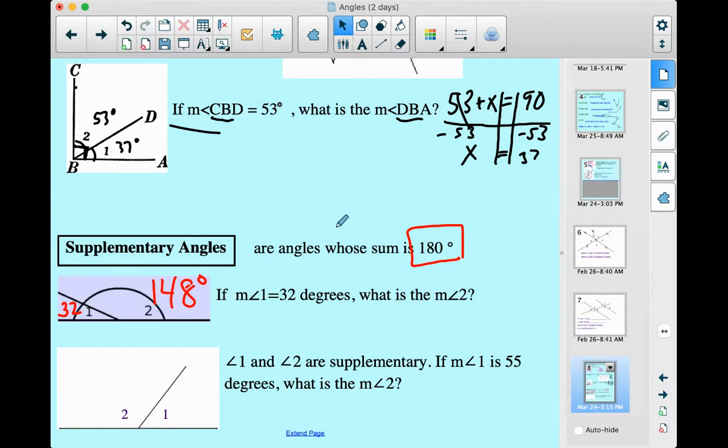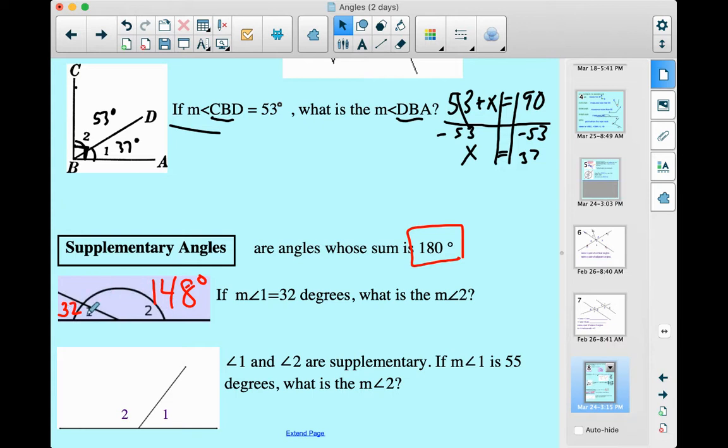All right, let's look at supplementary. Supplementary angles, very similar, but supplementary angles are angles whose sum is 180. So that's the difference. They don't make a right angle together, they make a straight angle or a straight line together. So here's an example. Angle 1, angle 2. If you put them together, they make a straight line.